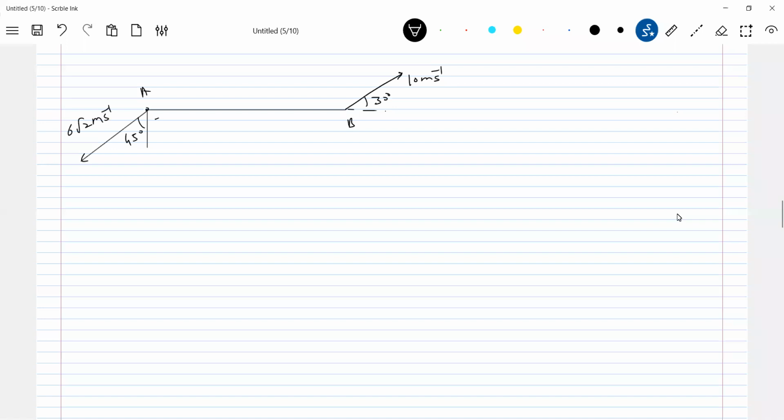So the velocity of particles are like this, and the separation between them, let it be 4 meter. So I want the angular velocity of A with respect to B. At one instant, the velocity of particles A and B are like this, and the perpendicular distance between them is 4 meter. Now I want angular velocity of A with respect to B.